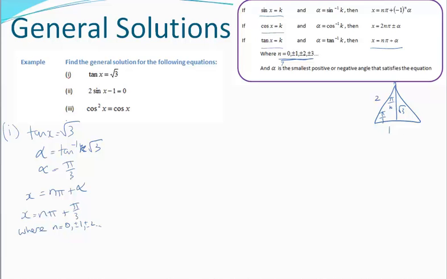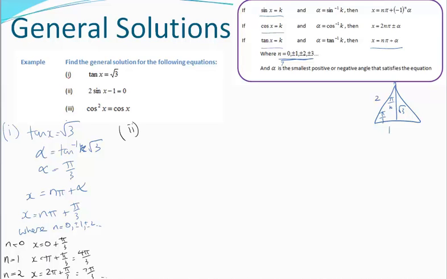If we look at some examples here, if n is equal to 0, x is equal to 0 times pi, which is 0, plus pi on 3. If n is equal to 1, x is equal to 1 times pi, which is pi, plus pi on 3, becomes 4 pi on 3. If n is equal to 2, x is equal to 2 pi plus pi on 3, here is 7 pi on 3, and so on.